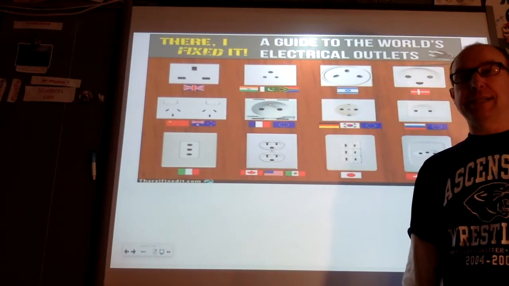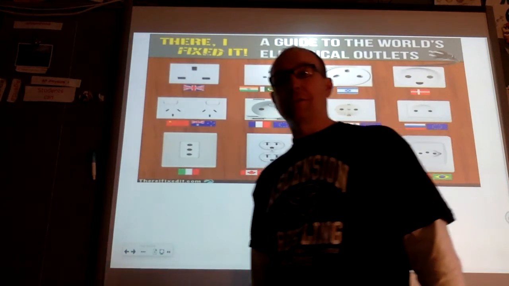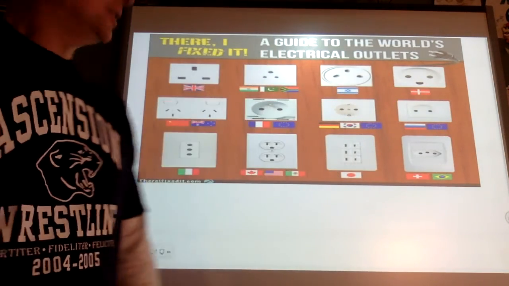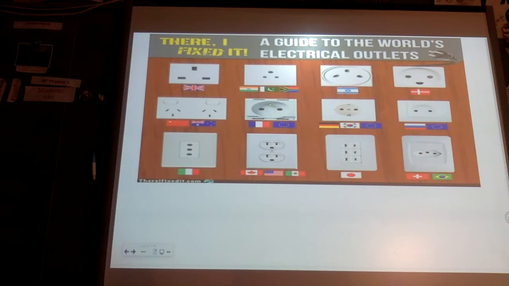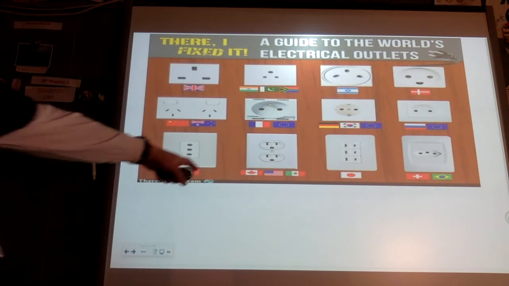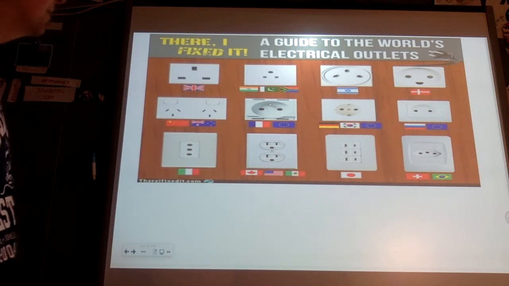Different countries have different outlets because the voltage isn't the same. So here are some pictures of ones. You can see North America is pretty consistent.